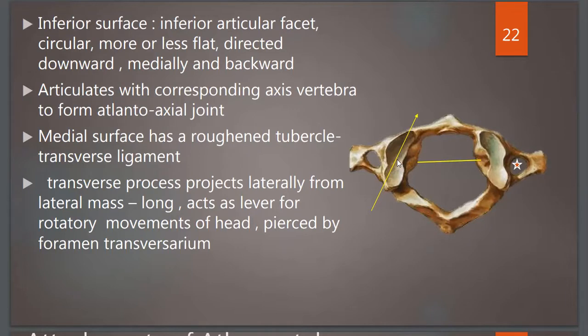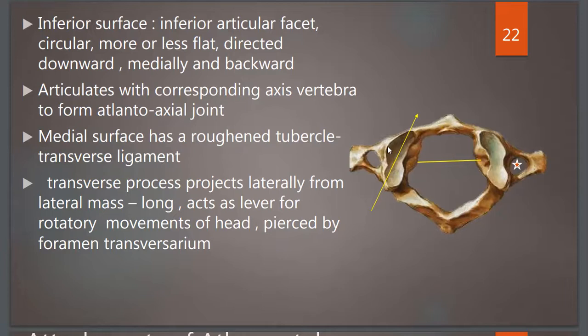So C1 articulates with C2, isn't it? This inferior articular facet of C1 is articulating with the superior articular facet of C2 to form the atlanto-axial joint. The medial surface has a roughened tubercle, this one. It gives attachment to this yellow line which is shown here, that is the transverse ligament.